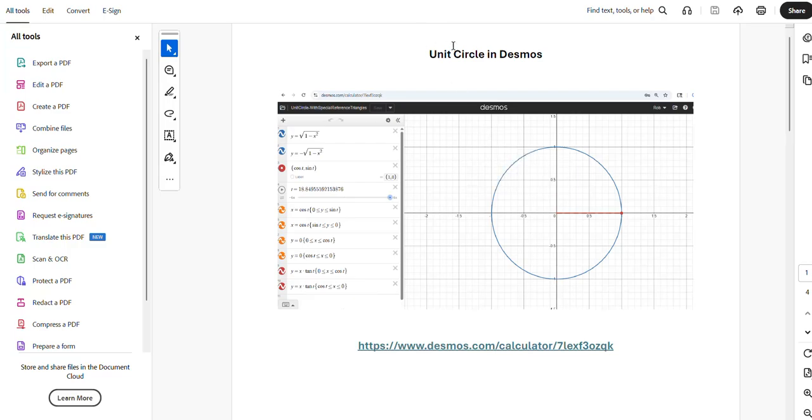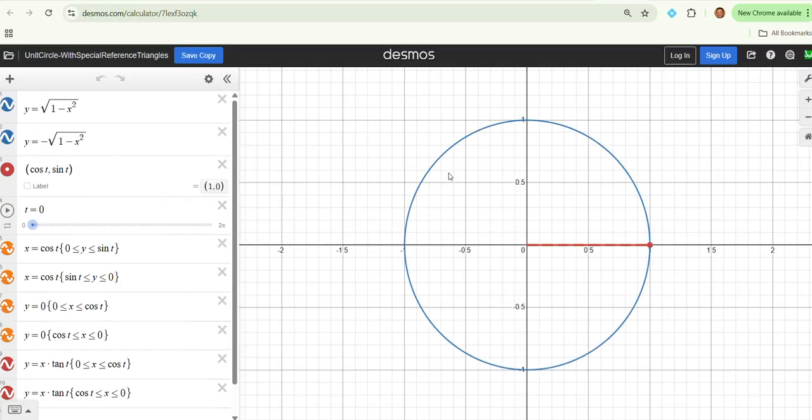I've shared with you a document called UnitCircleInDesmos, and we just completed a chapter that shows how the graph of the sine and cosine functions look like waves. But how does that relate to the points that are on the unit circle? If you click this link down here, it opens up this Desmos page.